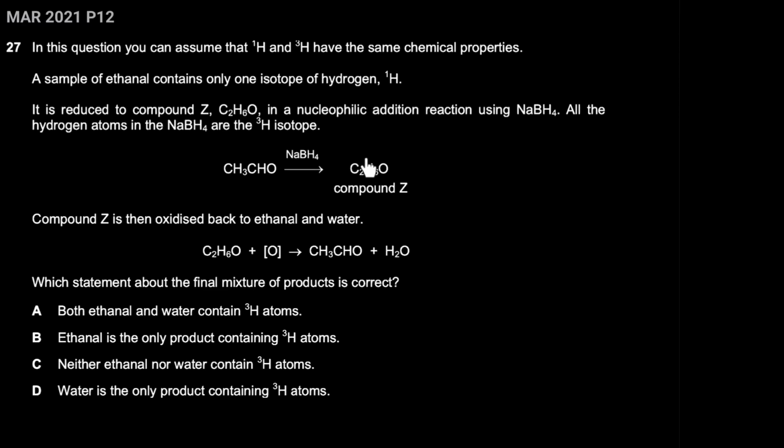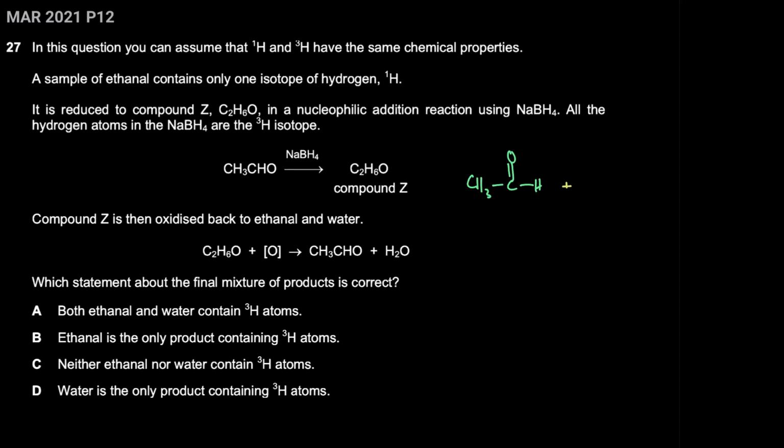We know aldehydes are reduced to primary alcohols. And compound Z, which is the primary alcohol, ethanol, is oxidized back to ethanal in water. Which statement about the final mixture of products is correct? So let's try to figure this out. What we have here is, initially, a sample of ethanal that contains only the hydrogen 1 isotope, and it is reduced using NaBH4.